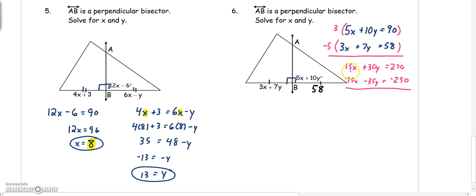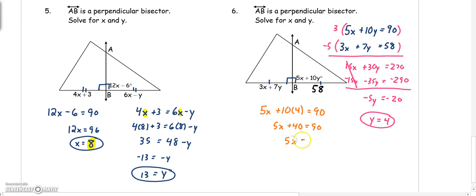So when I add, my x's cancel out. I'm left with negative 5y equals negative 20. Divide by negative 5, y is 4. Once I know that y is 4, I have to substitute into one of my equations. So I'm going to pick the first equation. 5x plus 10 times 4 equals 90. 5x plus 40 equals 90. 5x equals 50. So when I divide, I get that x equals 10. So my solution here would be 10, 4.